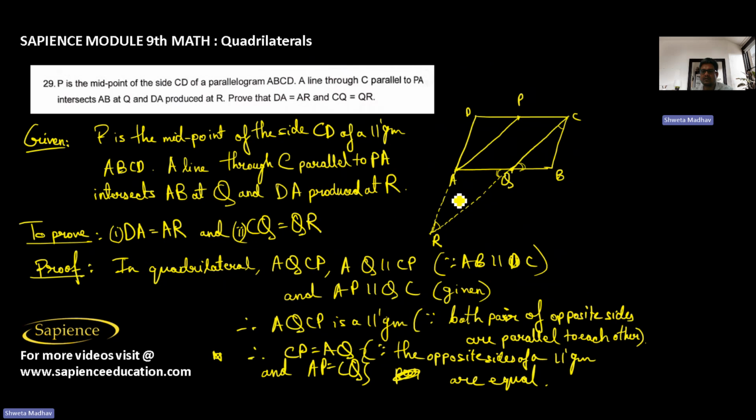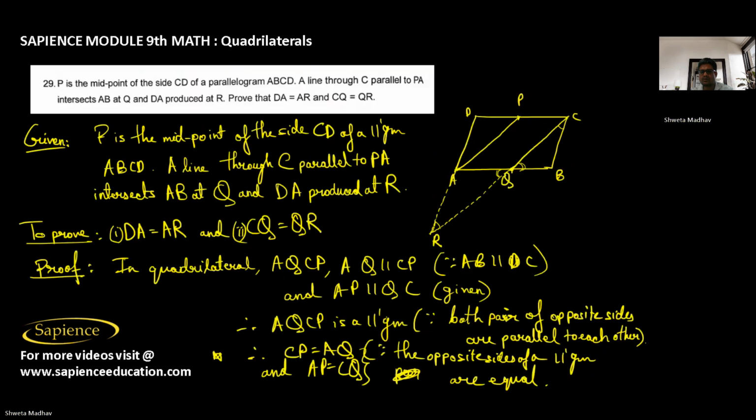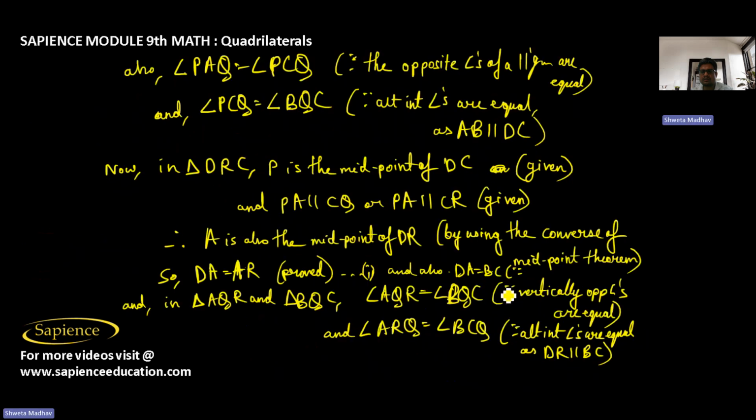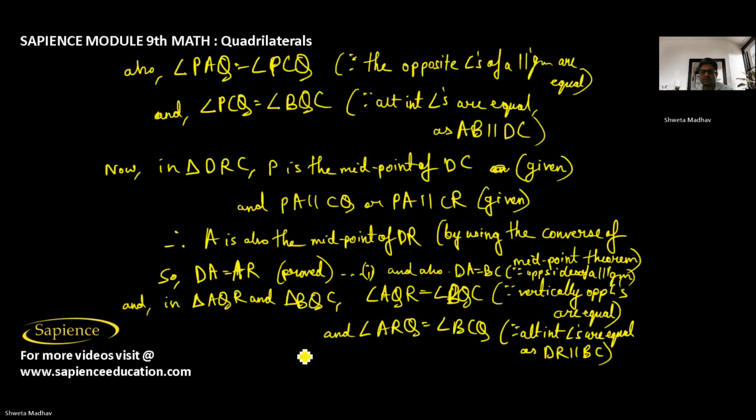And we can say that since DA is equal to AR, we have proved, and also DA is equal to BC, since opposite sides of a parallelogram are equal. So I can say AR is equal to BC also, since both are equal to DA.